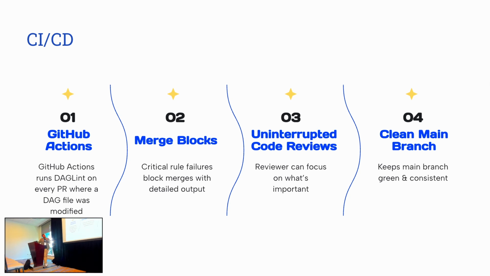So by doing that, we achieved uninterrupted code reviews. We no longer need to look for these issues when we review each other's code. And also, we can be sure that our main branch is green and consistent.